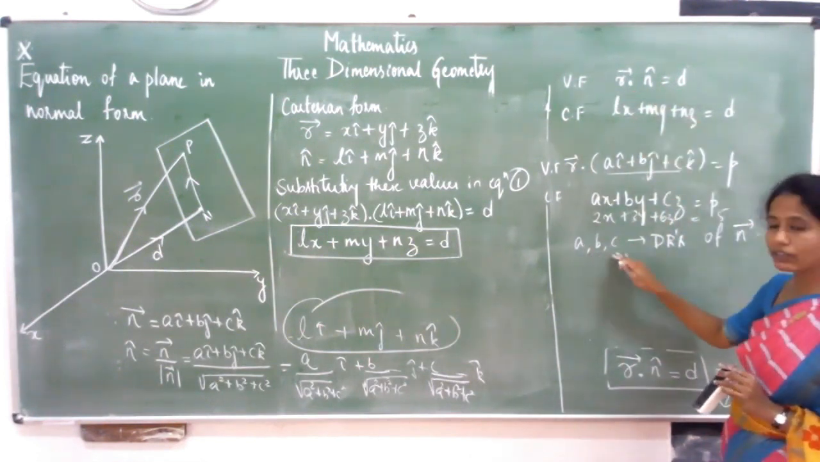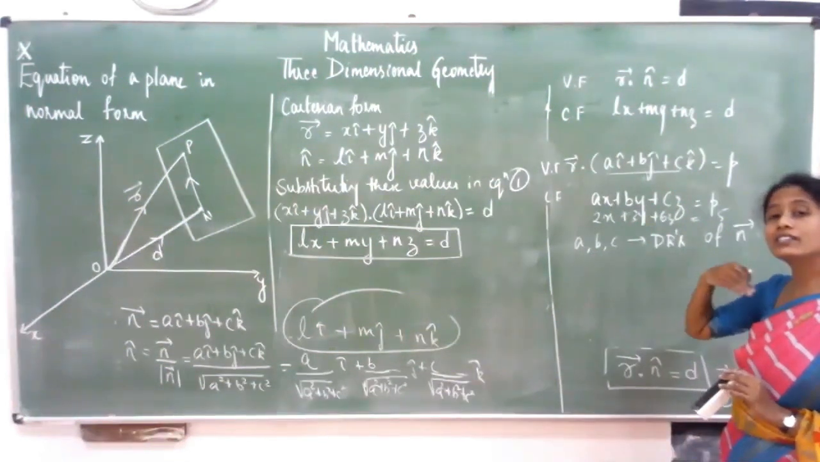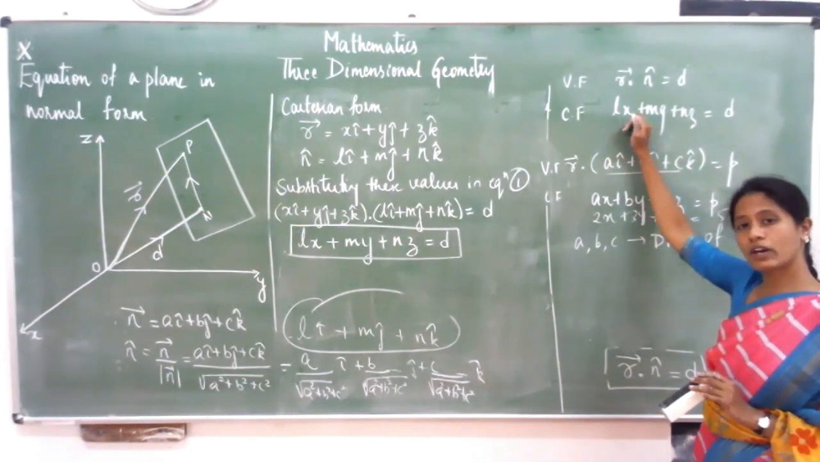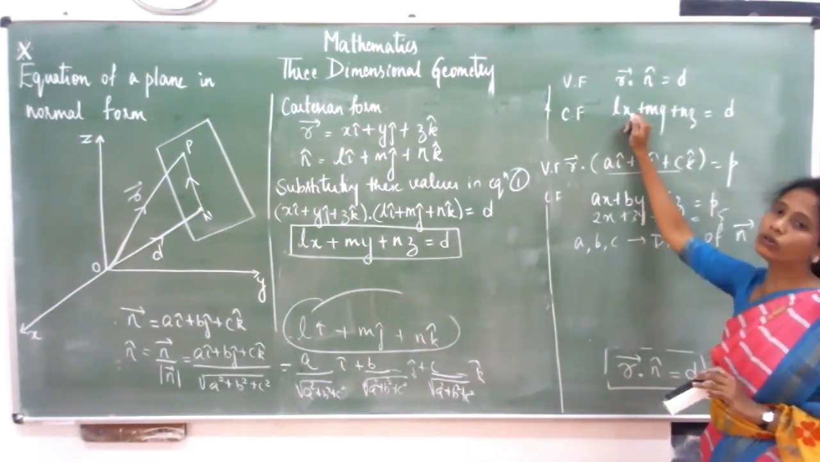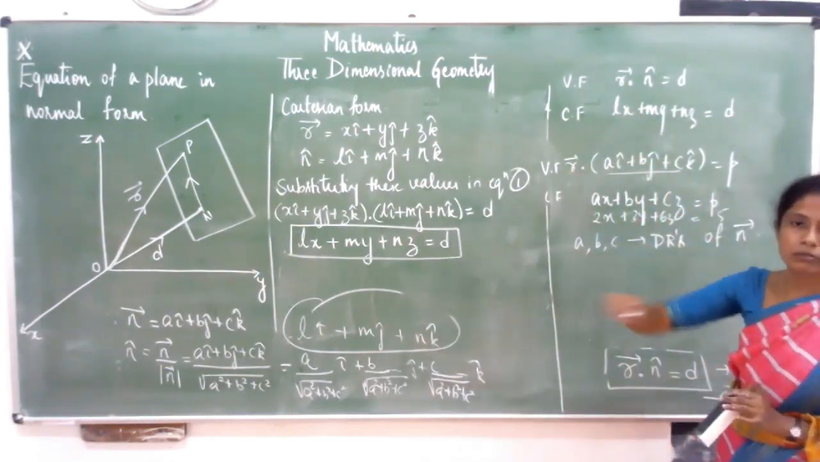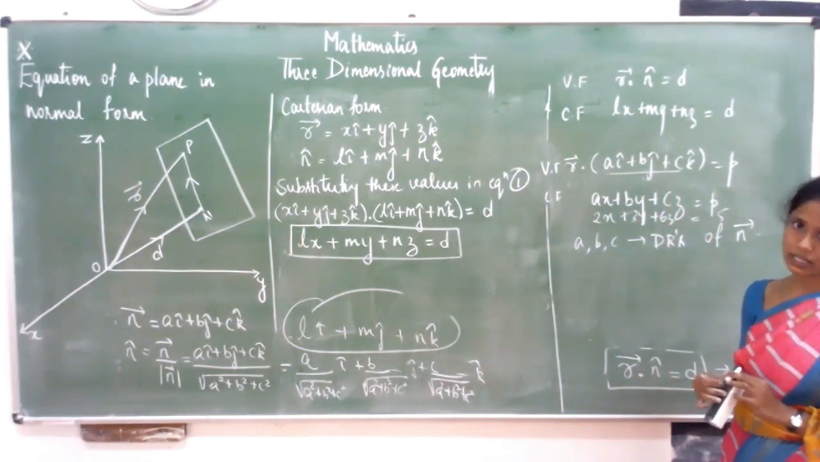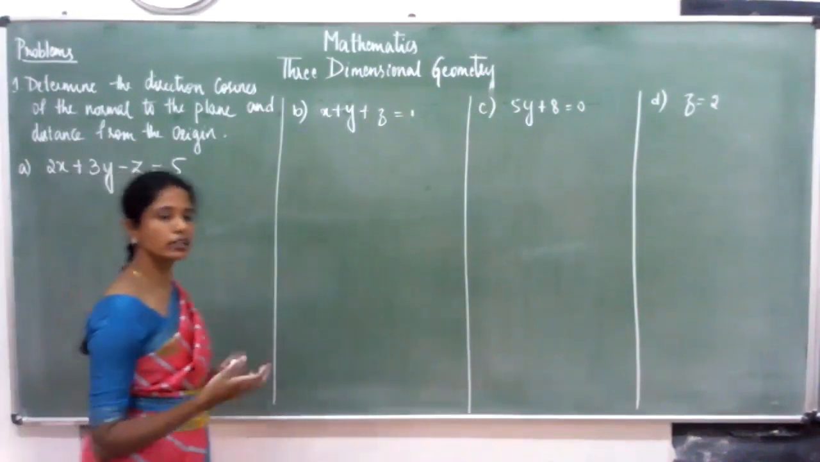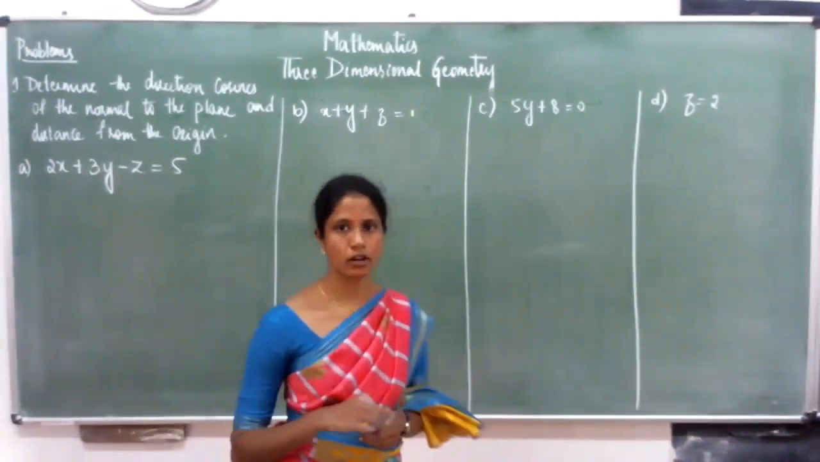That is, once they have given the direction ratios, we need to find its direction cosines and reduce it to the form of Lx plus My plus Nz is equal to D. While we solve the problems, that helps you to understand. Let us solve the first question on equation of a plane in normal form.